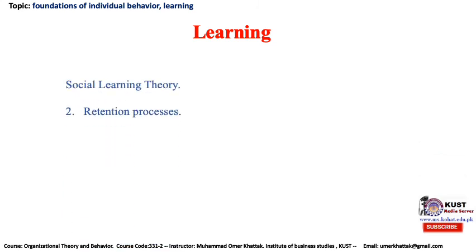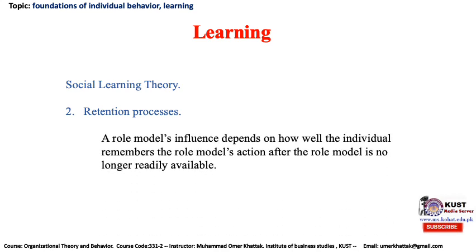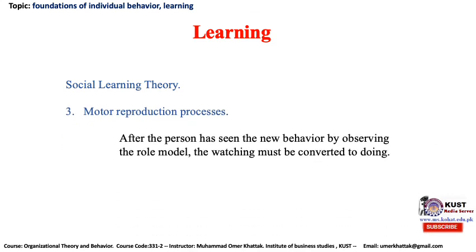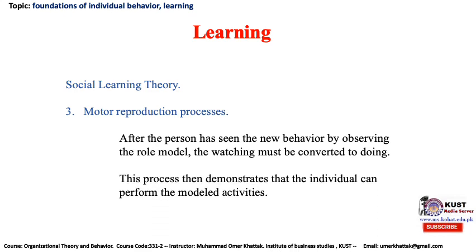Retention processes. A role model's influence depends on how well the individual remembers the role model's action after the role model is no longer readily available. Motor reproduction processes. After the person has seen the new behavior by observing the role model, the watching must be converted to doing. This process then demonstrates that the individual can perform the model activities.